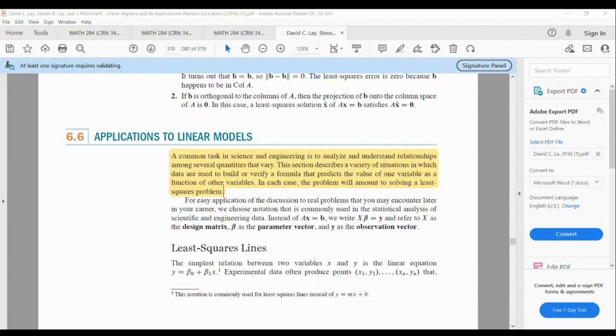All right, so a common task in science and engineering is to analyze and understand relationships among several quantities that vary. This section describes a variety of situations in which data are used to build or verify a formula that predicts the value of one variable as a function of other variables. In each case, the problem will amount to solving a least squares problem. So what you learned in section 6.5, least squares problems, that knowledge is going to be used for these applications.